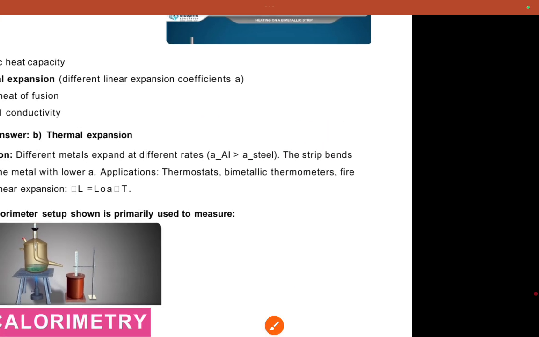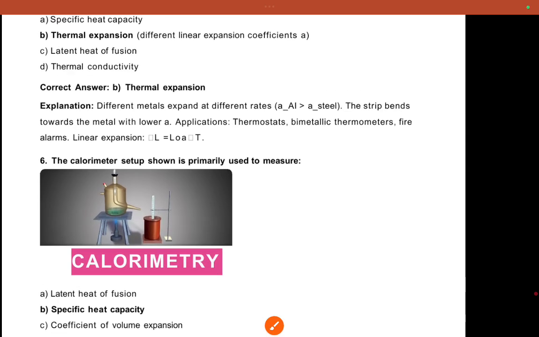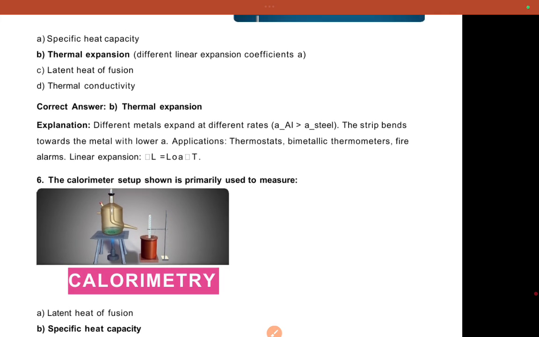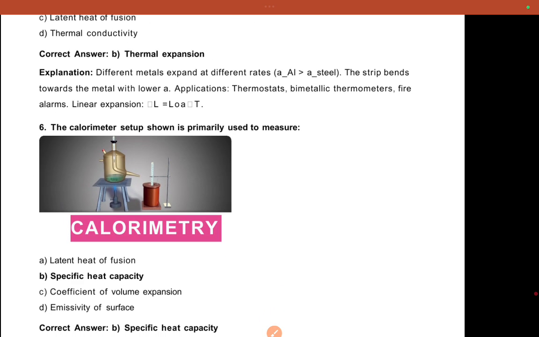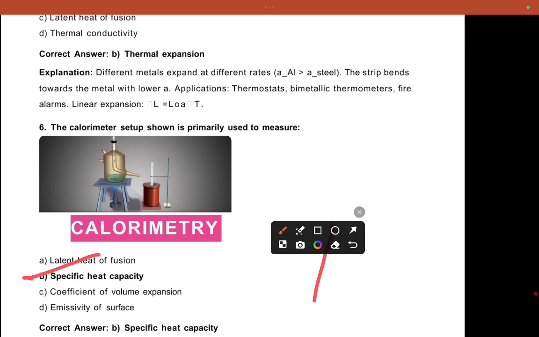And next one, the sixth one, is about the calorimeter setup shown, primarily used to measure what? Calorimetry is the branch of science which deals with heat. Now the setup, we see here the container, there is a thermometer, and in the container some material is there. We simply consider this setup. It clearly illustrates specific heat capacity.